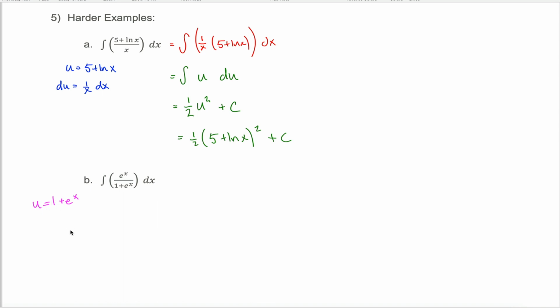Well, think about what the derivative of this would be equal to. If u is 1 plus e to the x, then the derivative of this is, well, the derivative of 1 is just 0, and the derivative of e to the x is just e to the x. So I get e to the x dx. Look how well these pieces fit.